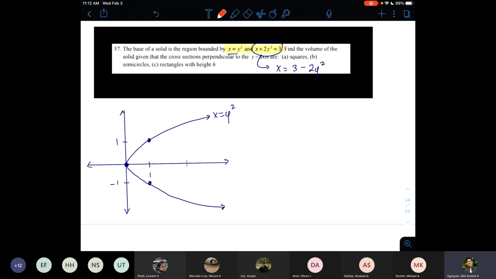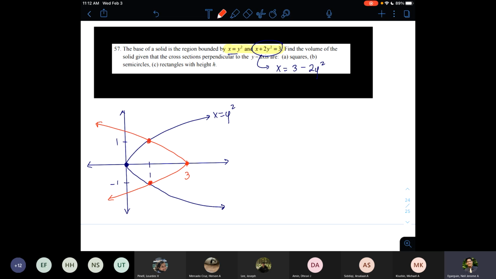If y is 0, x is equal to 3. So I have that there. And if y is equal to plus or minus 1, it happens that x is also equal to 1. I have these 2 points over there. And I was lucky that the points of intersection coincided with each other, right? Or I mean, I already see the points of intersection from the figure.